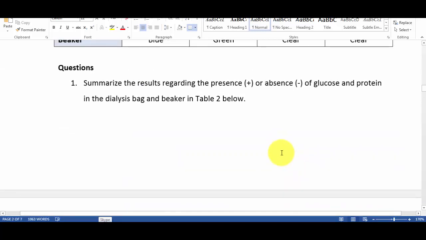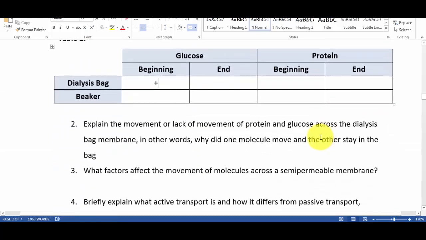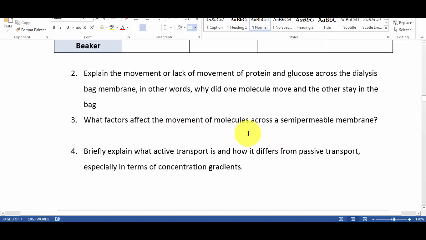Give me your interpretation of what happened here as far as in this table. Explain the movement of, or lack of movement of protein or glucose. Why did one molecule move and the other didn't? What factors affect movement of molecules across a semi-permeable membrane? You got to think concentration gradients. You got to think about the size of the particles.